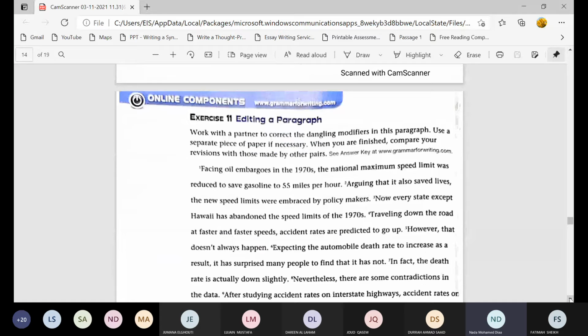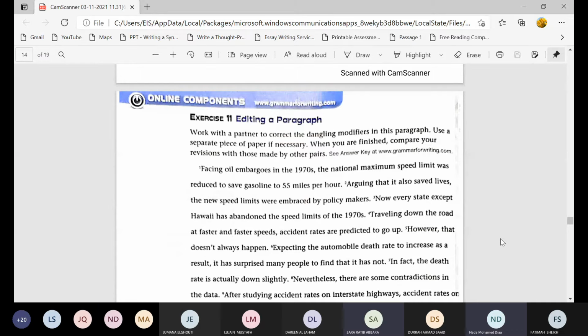Okay, exercise 11. Okay, exercise 11 on page 233. All of these are absent. Sarah?